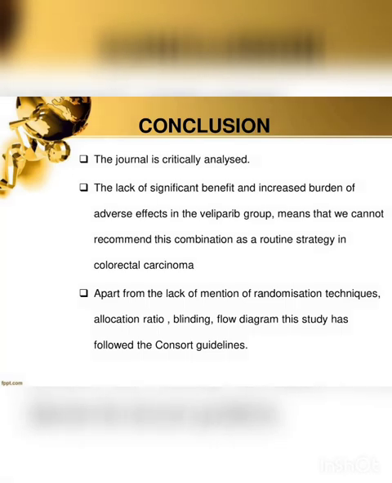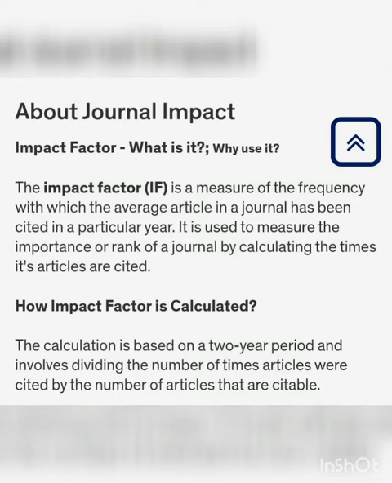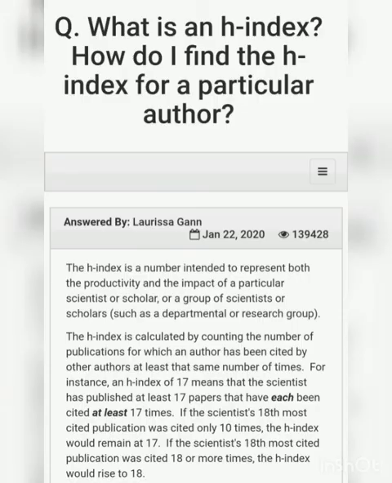Thank you. For the next few minutes, we are going to discuss what is impact factor, what is H index and all. What is impact factor? It is a measure of frequency with which the average article in the journal has been cited in a particular year. It is impact factor. It will be there for each and every journal. Then next, coming to H index. What is this H index? It is the number intended to represent both the productivity and the impact of a particular scientist or scholar or a group of scientists or scholars.